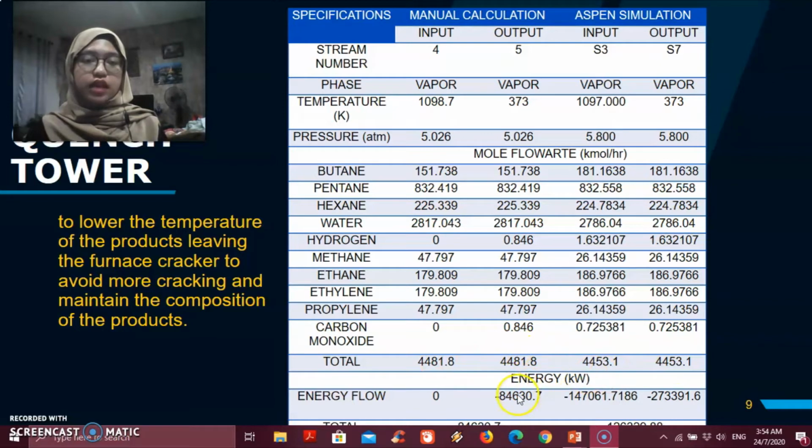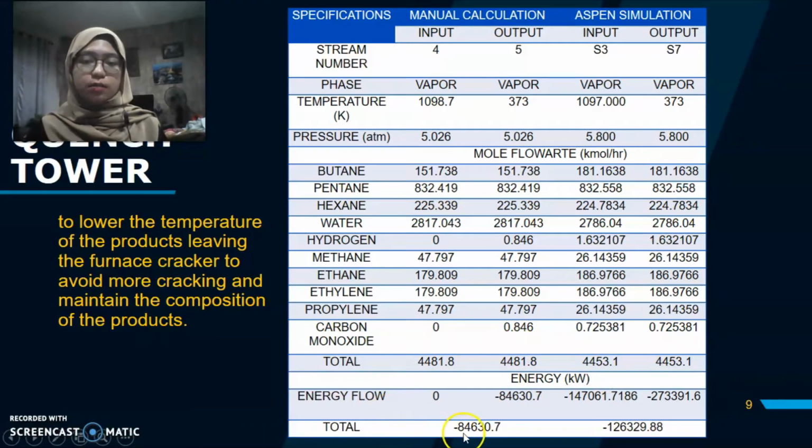And then for the energy, as you can see, we have a large difference, but both are exothermic. This is 84630 kilowatt for manual calculation, while for Aspen it is 126329 kilowatt. We need to take into account that the difference might be because of the hydrogen and carbon monoxide that are neglected in the manual calculation. Also, the significant figures for the molecular weight in the Aspen are much bigger than in the manual calculation.